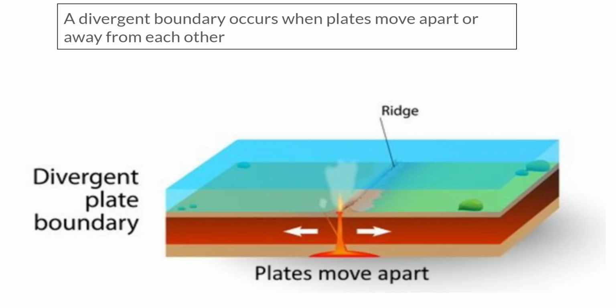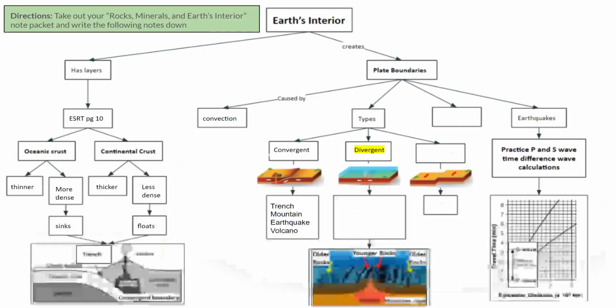Now, another type of boundary is called a divergent boundary, and this is when two plates will move apart from each other as opposed to coming towards each other like a convergent boundary. So let's write that down. Another type of boundary is a divergent boundary, and that's when two plates are moving away from each other. Pause this video if you need to.